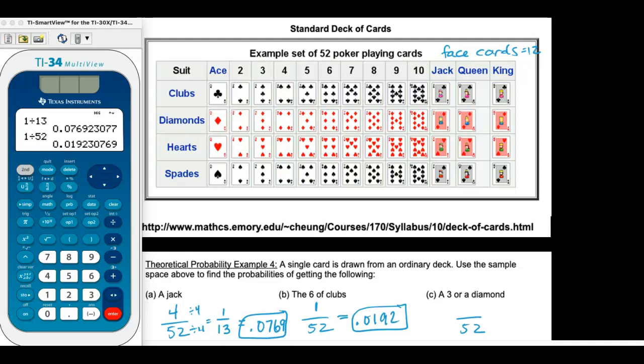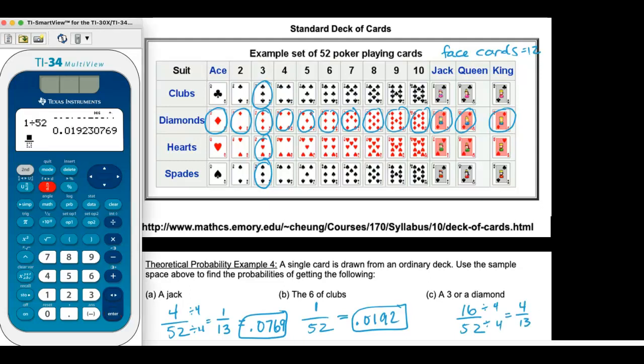So we could go down the 3s and say 1, 2, 3, 4, and then we could count the diamonds. 5, 6. Now notice I already counted this diamond. I'm not going to double count it. So 7, 8, 9, 10, 11, 12, 13, 14, 15, 16. There are 16 out of 52 cards that have either a 3 or diamond. Again, we don't double count that card that is both 3 and diamond. And then we could reduce these by dividing both by 4 and getting 4 out of 13.